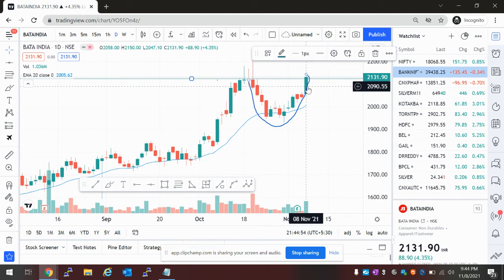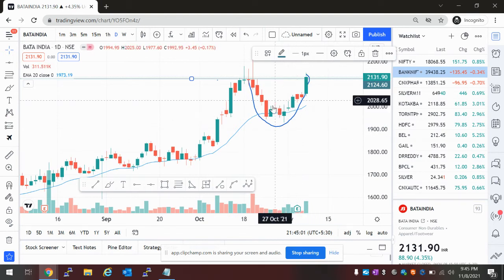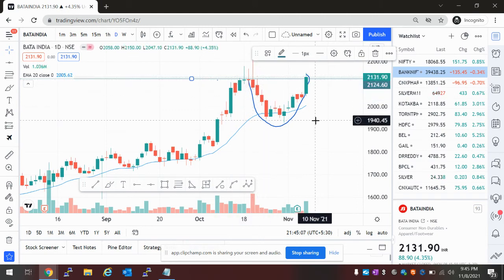2150 today. The 2150 target has been achieved. We bought it for around 2000. So here, if it breaks out, it is a good going, Bata.